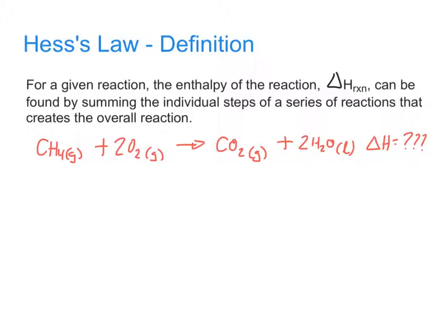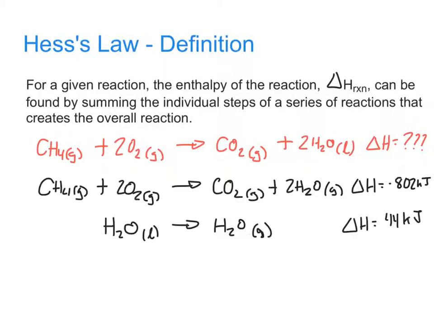So here we have methane gas reacting with oxygen gas to produce carbon dioxide and liquid water. Now, what we're saying is that we don't know what the enthalpy for this reaction is, and we want a way to be able to calculate it. Well, we can do so by looking up individual steps that will add up to create this overall reaction that we're looking at.